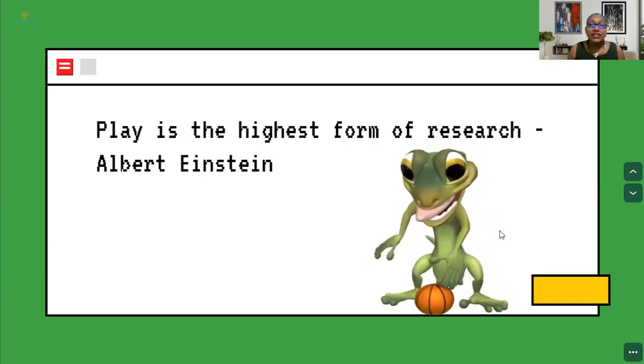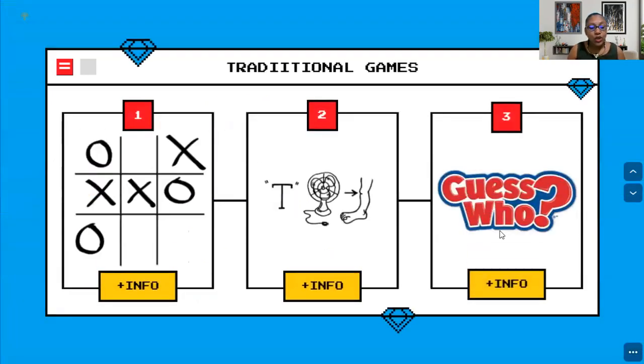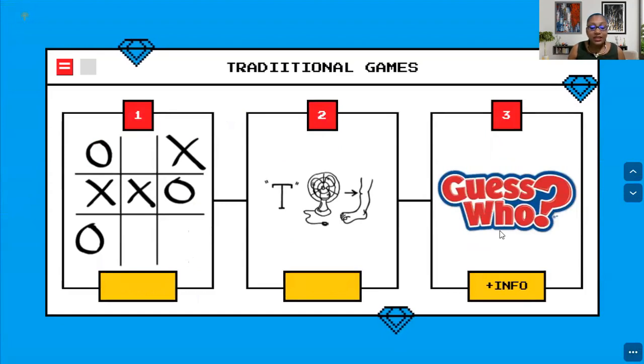So for those of you who are still teaching remotely, there are many digital games that you can play with your students, such as quizzes, Kahoot, GimKit, Booklet. You can make escape rooms and other games in Genially, PowerPoint, Google Slides. You can even convert traditional games such as tic-tac-toe, Pictionary, Spelling Bees, Guess Who into your virtual space.